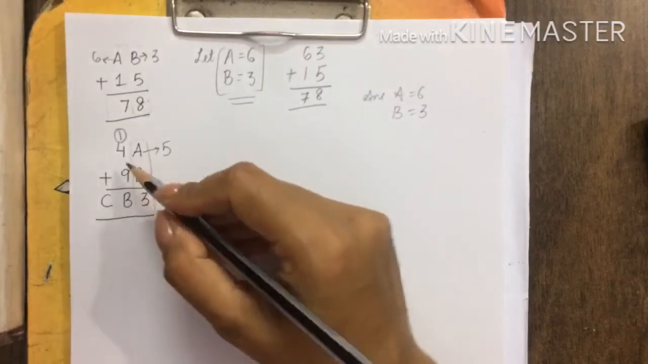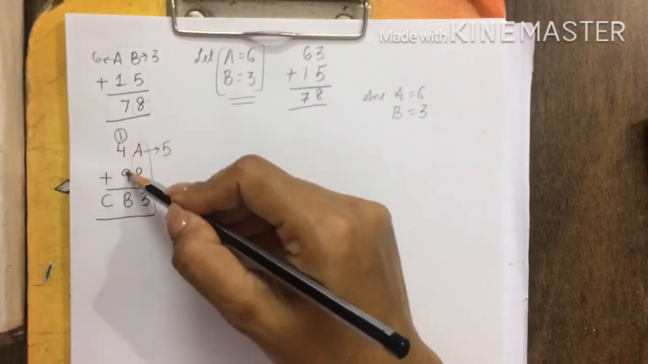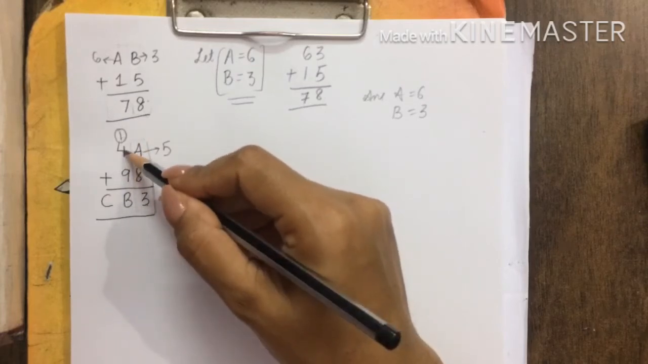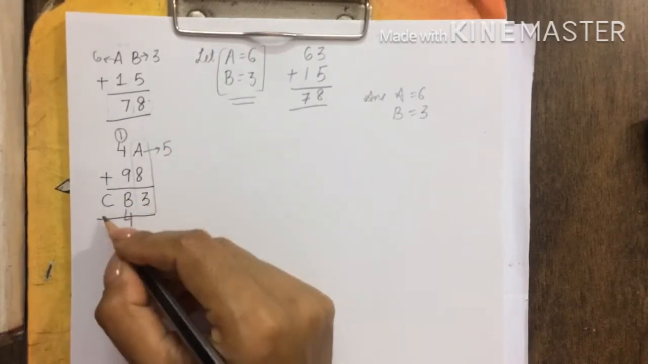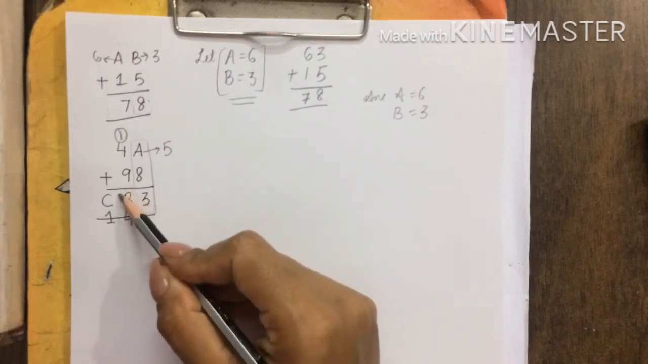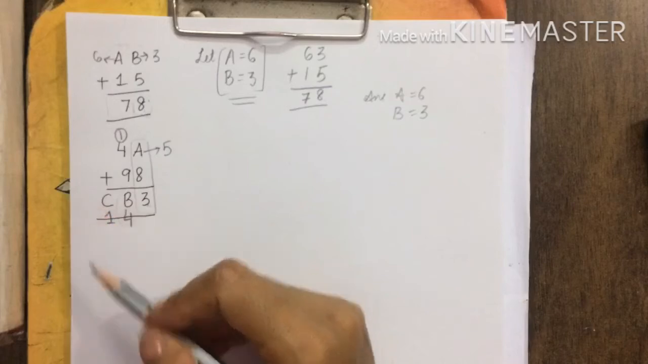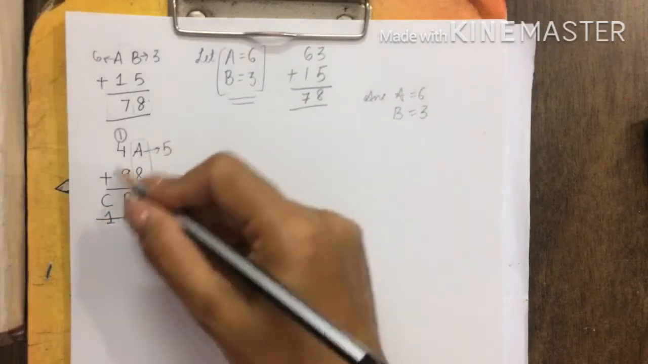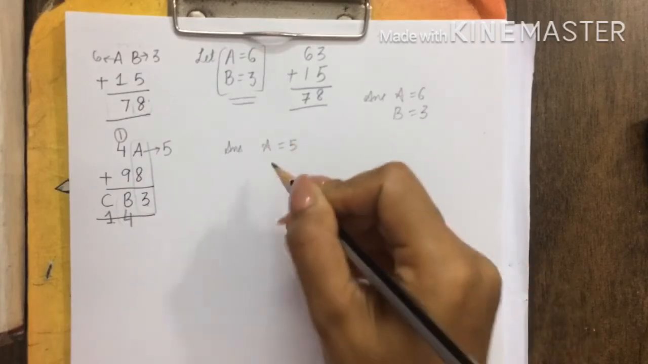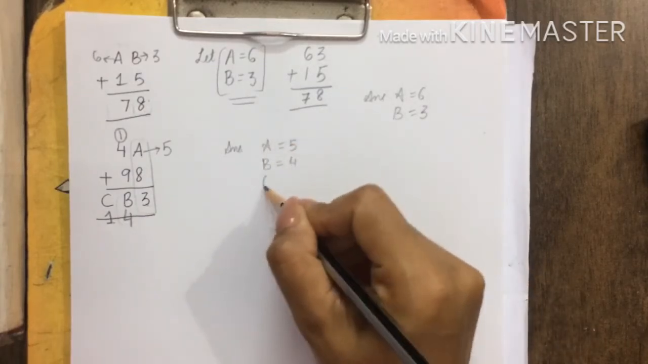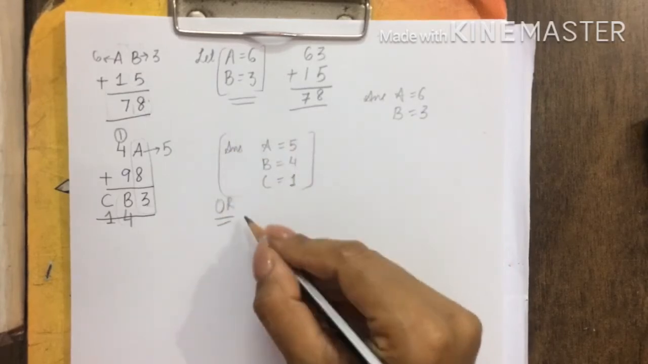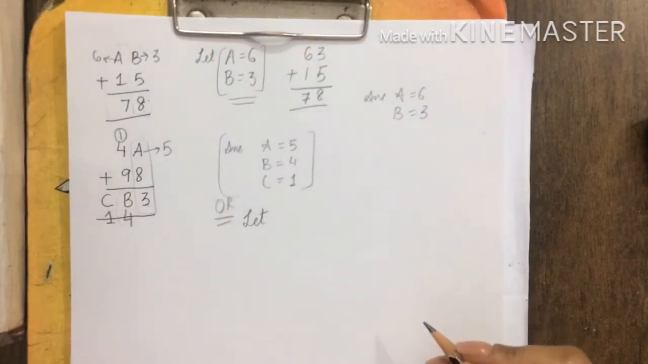Now in this column, adding these 3 digits, 9 and 4 and 1, the total comes out to be 14. So 4 will be written here and 1 will be written here. So automatically I get the values for the letter B and letter C. You could do it this way and give your answer. Answer is A equals 5, B equals 4, C equals 1. Or you can show your work, which I suggest you should do.